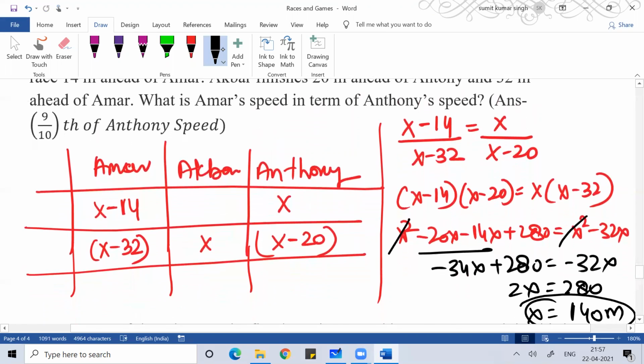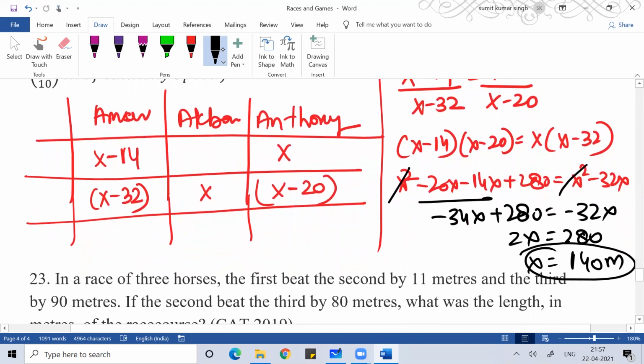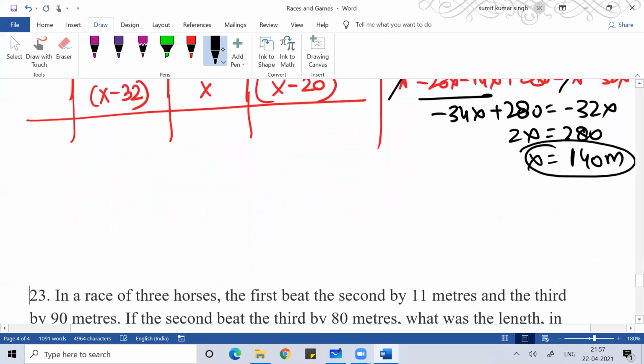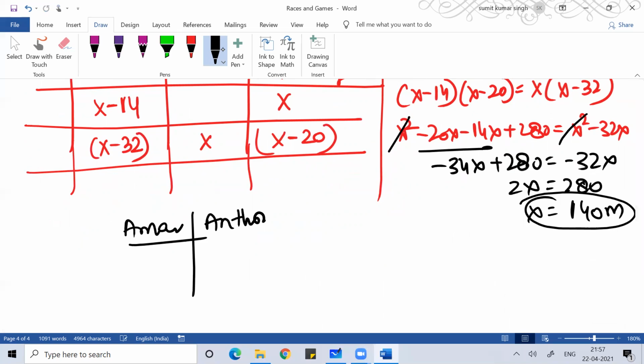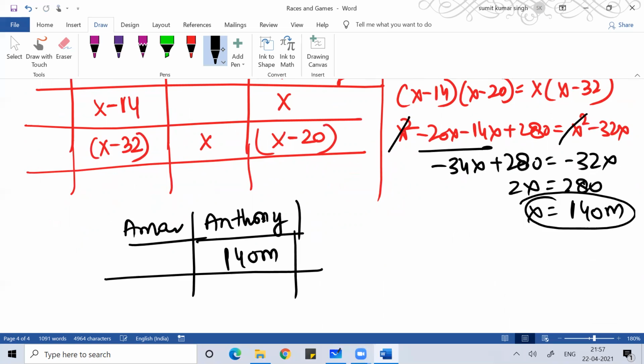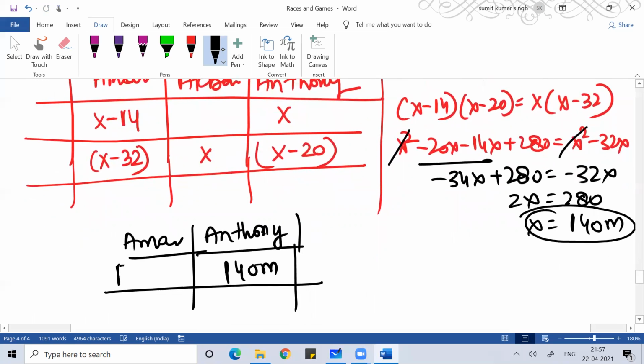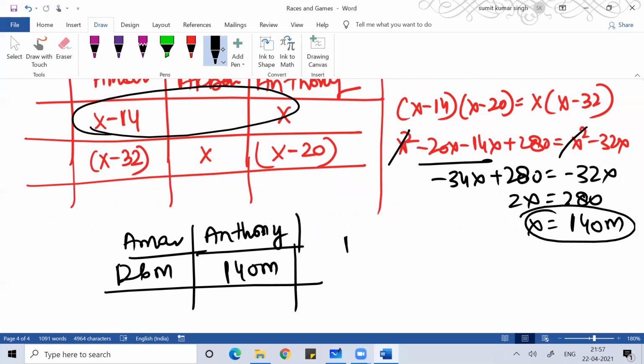What is Amar's speed in terms of Anthony's? You can understand here that the x value you got is 140. So when Anthony covered 140 meter, Amar covered 126 meter. You can see from this. So what is the speed? 126 by Amar's speed is equal to 140 by Anthony's speed.